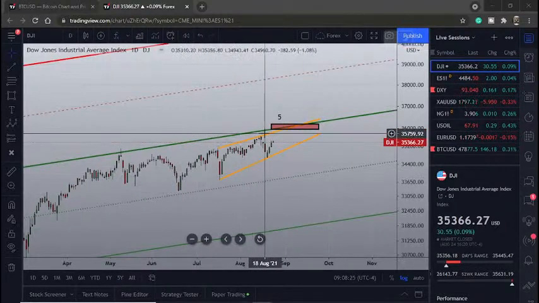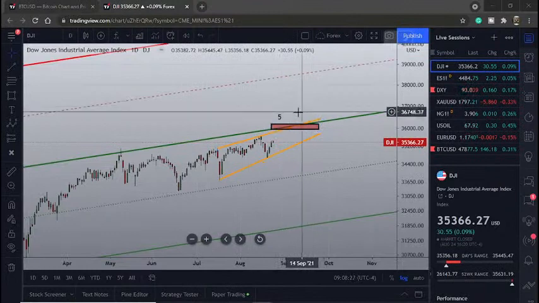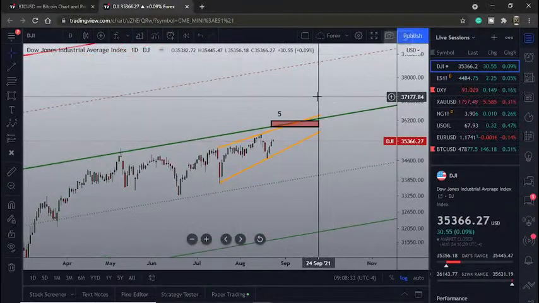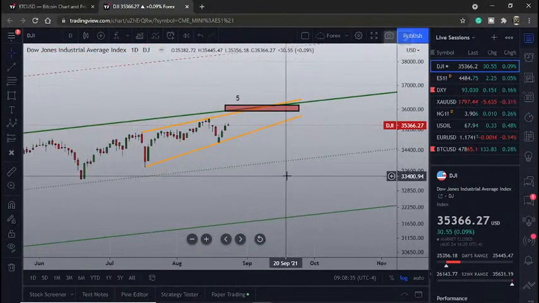I think on the Dow Jones Industrial, just to show you between what's happening here and also on the ES that I showed you previously, that we are approaching very, very strong resistance areas. So be careful.